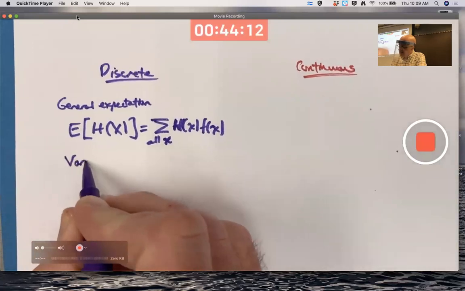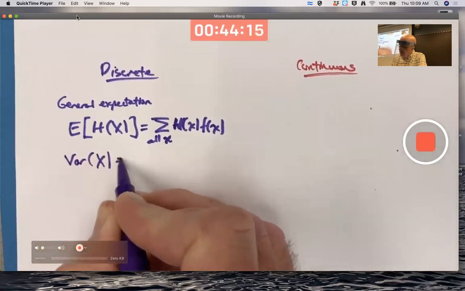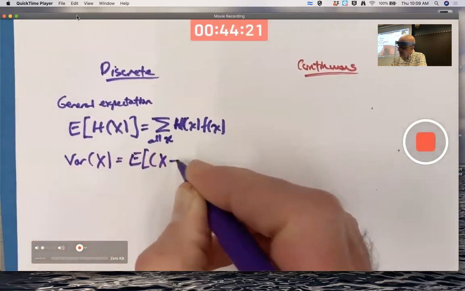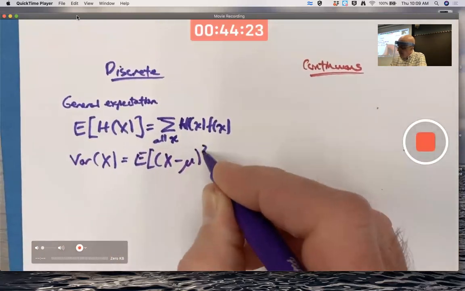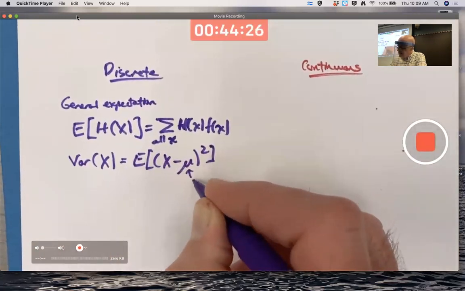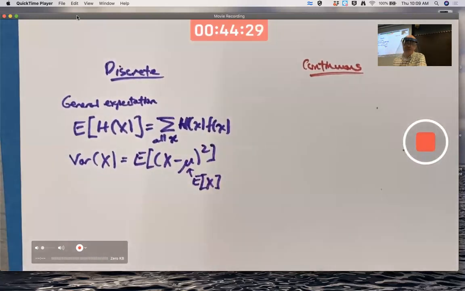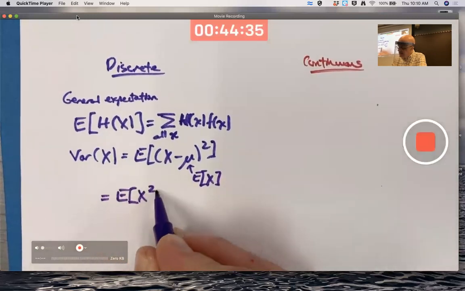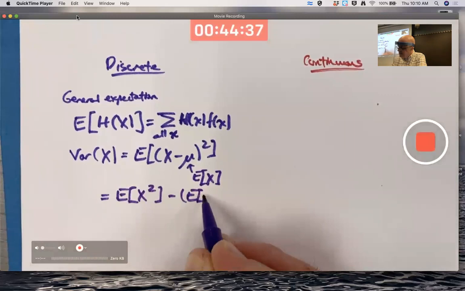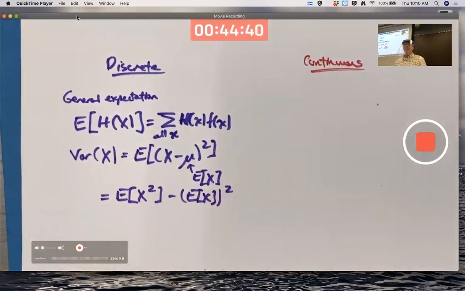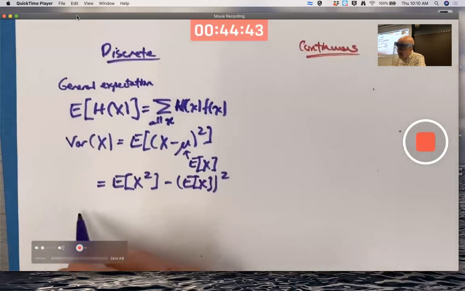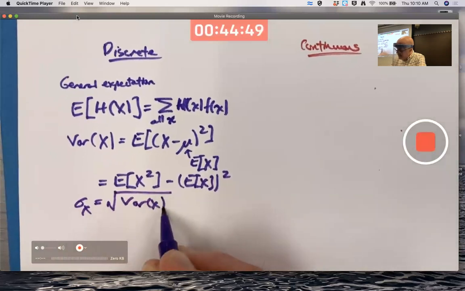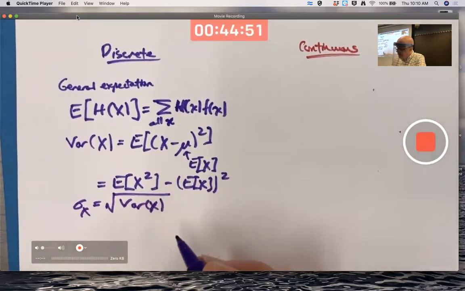Then you have the variance of the random variable to be, by definition, this moment, this expectation, I should say, where mu here is the first moment, the expected value of x. And then there's a theorem that gives you the computational formula for this that says it's the same as the second moment minus the square of the first moment. And then the standard deviation of x is the square root of the variance.